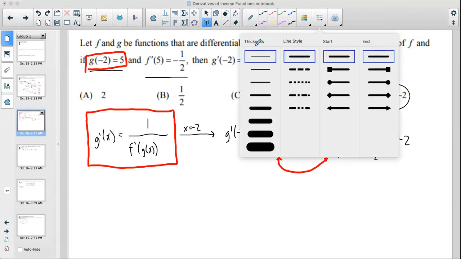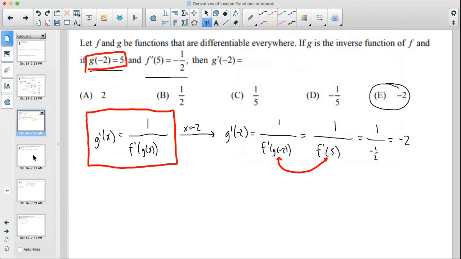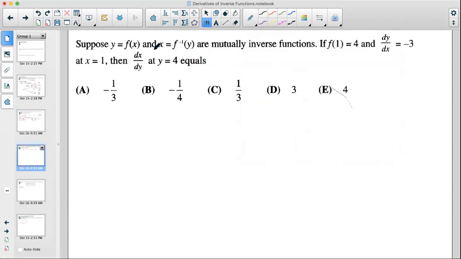So moving right along, here's another one. This one's worded a little differently, but it's the same idea. We have y is f of x and x is f inverse of y. That just means y is the function and x is the inverse function. So they tell me that when x is 1, y is 4, and the derivative when x is 1 is -3. This is just giving me a point.